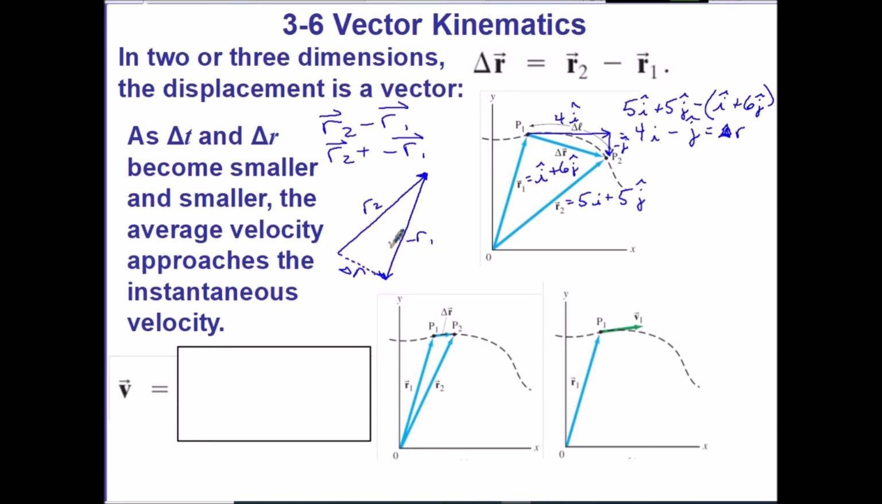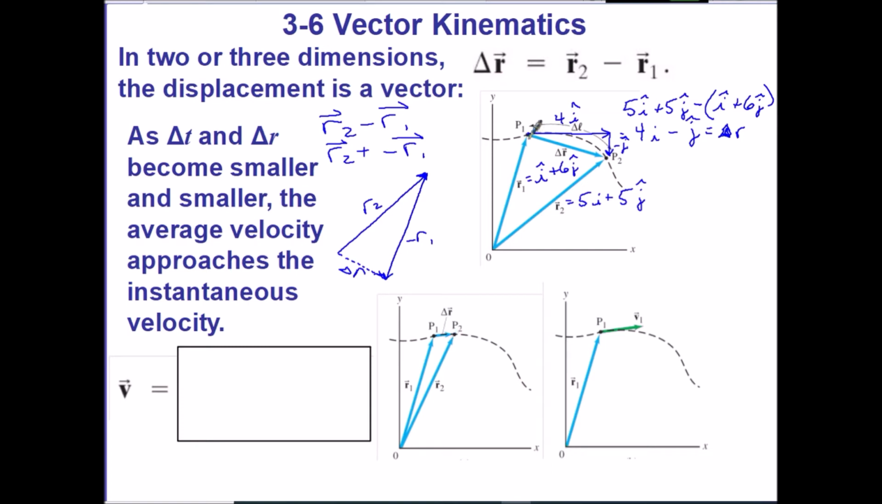Let's take a look at what happens regarding average velocity. If this object is moving along a convoluted path like this picture shows here, if I wanted to determine the instantaneous velocity, I'm just going to let the time interval that I'm considering here change.